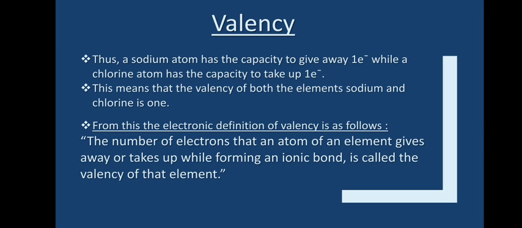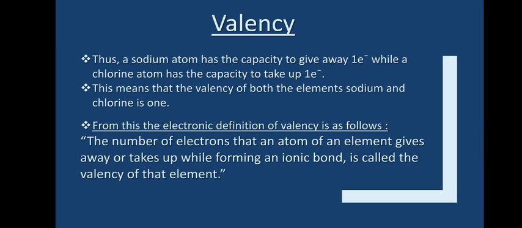Now from this, the electronic definition of valency is as follows: the number of electrons that an atom of an element gives away or takes up while forming an ionic bond, because it is forming ions, is called the valency of that element. Followed? That is the electronic definition.